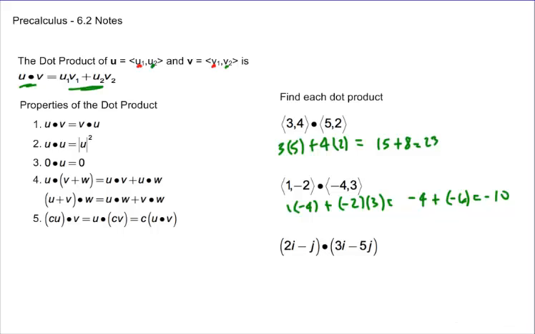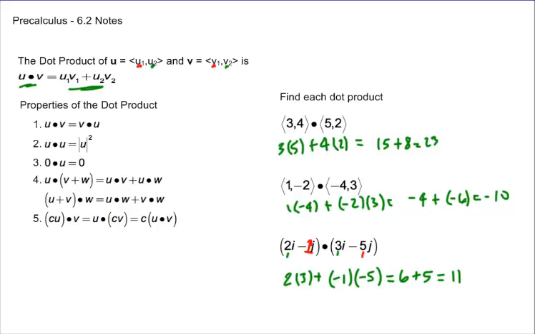So these are not hard things to do. If you've got one in standard unit vector form, you're still just taking the first number times the first number, and then the second number, which in this case is a 1 because there's just one j there, times the 5. So you're going to end up with 2 times 3 plus negative 1 times negative 5. And that's going to be 6 plus 5, which is 11. And that's how the dot product works. It really is that easy.